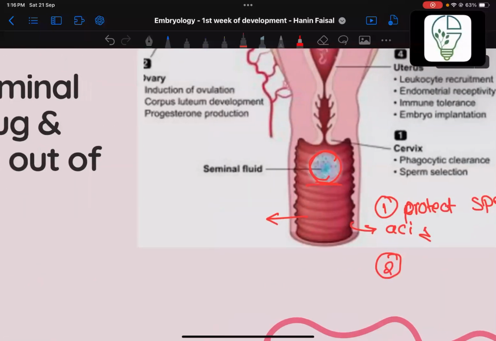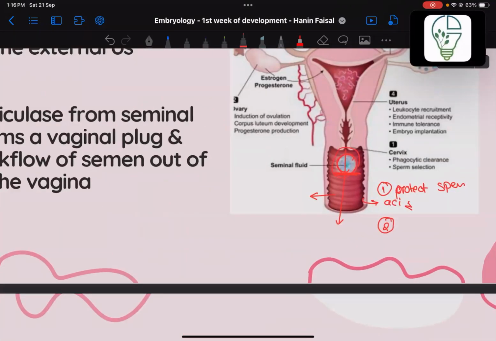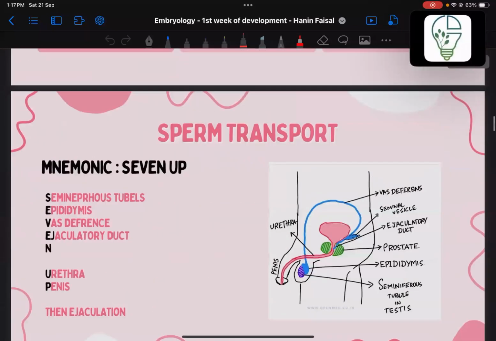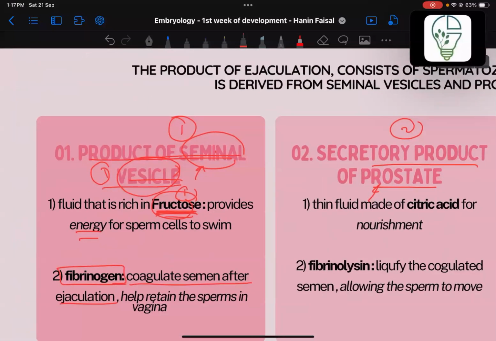is I'm coagulating it to prevent the backflow, because I want to keep it in the vagina. Because if I just have it like as a sperm without the seminal fluids or so on, it can backflow from the vagina. And then there's no use, because we have to have this coagulation to make sure that it stays in the vagina, and then it can go into the uterus, and then reaches the ampulla, and then fertilizes the egg. So now we're done with the products of the seminal vesicle. There are two main products. One is the fructose, and the second thing is fibrinogen.